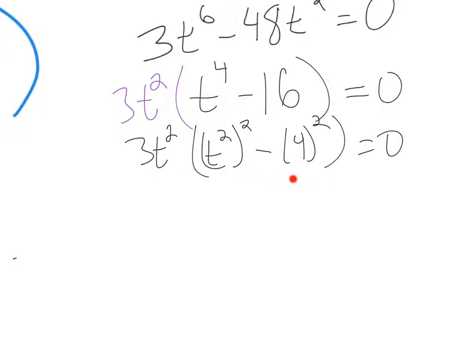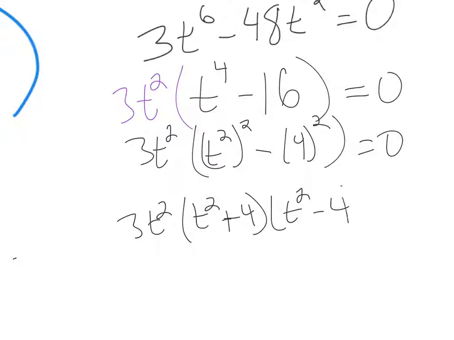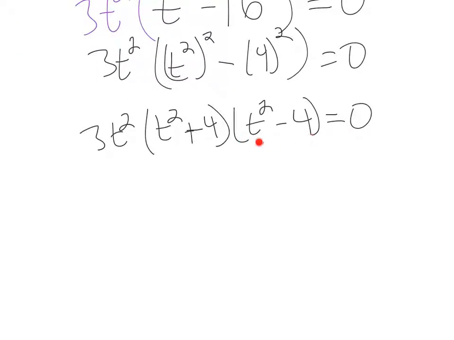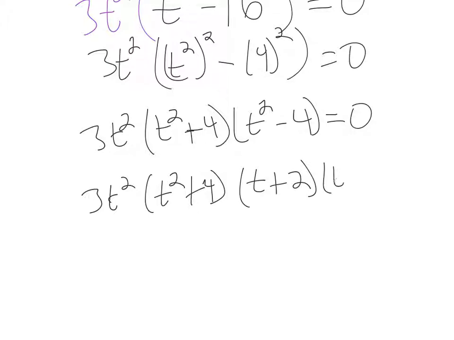So, using our formula for the difference of squares, we can rewrite this whole thing as 3t squared times t squared plus 4 times t squared minus 4. Awesome. Now I can break this down even further and recognize that, hey, this term right here is also the difference of squares. So let's go ahead and rewrite this. t squared minus 4 is just the same thing as t plus 2 times t minus 2.